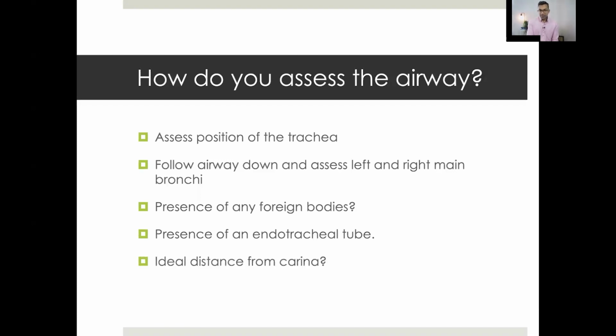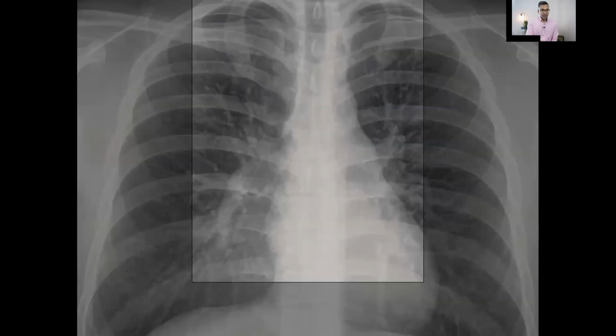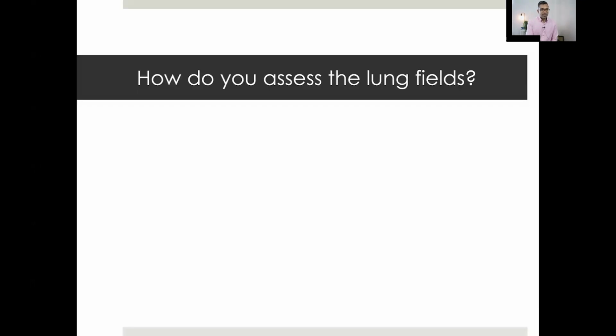The ideal distance from the carina is, hopefully, about 3 to 5 centimeters of endotracheal tube distance from the carina. So there's just an example of an image, and you just trace it down, showing that you can see both bronchi and assess for those things.